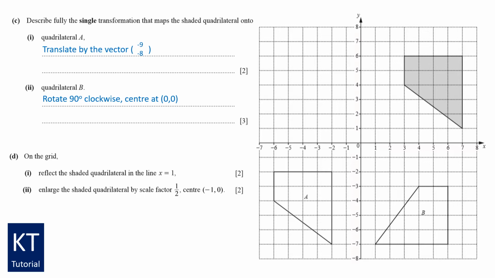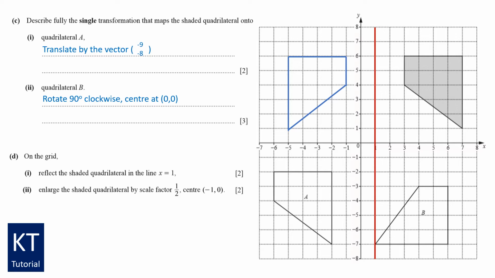2D. On the grid, reflect the shaded quadrilateral in the line x equals 1. The red line represents x equals 1, and the blue quadrilateral is when it's reflected against this line.